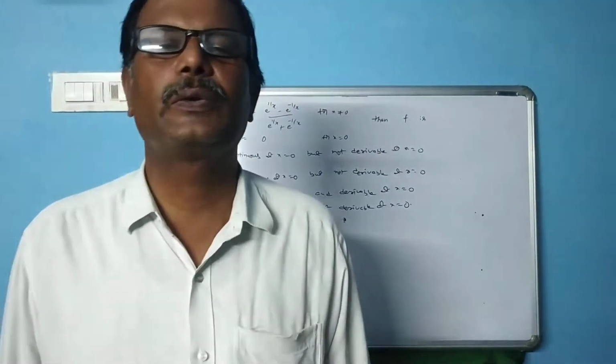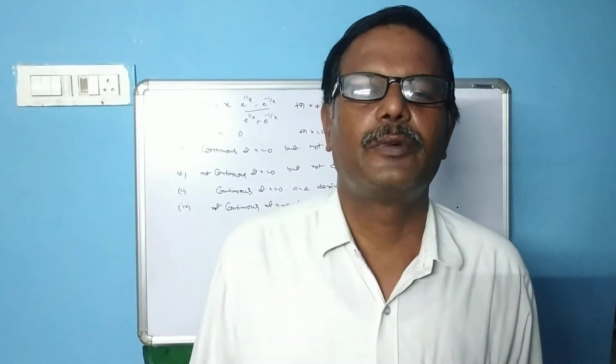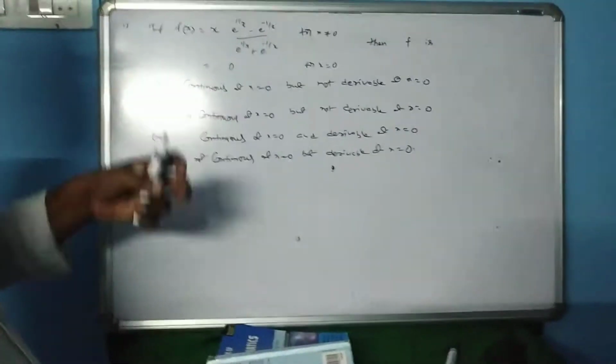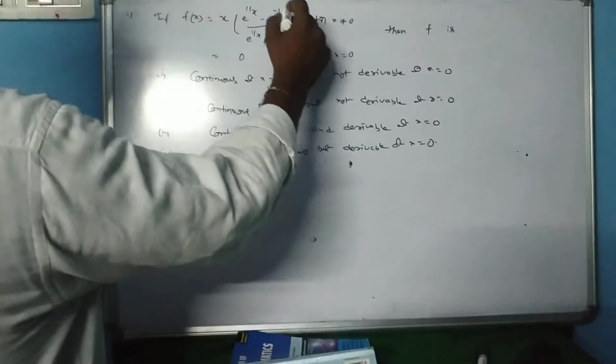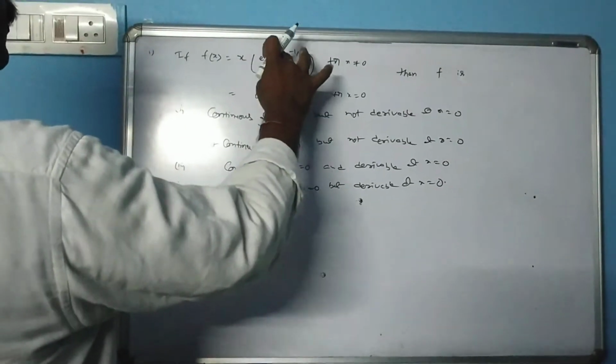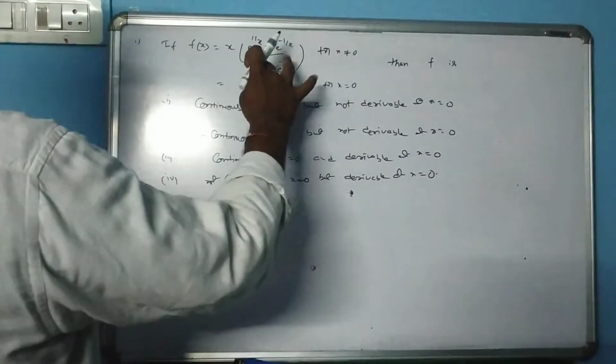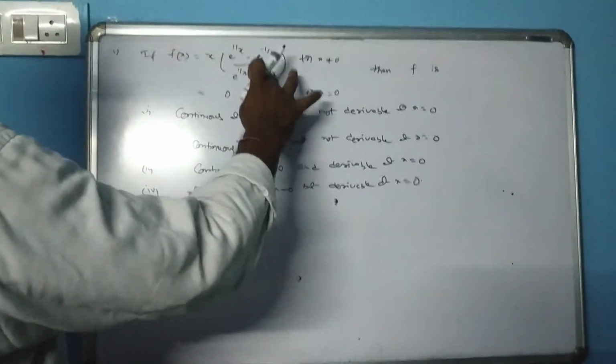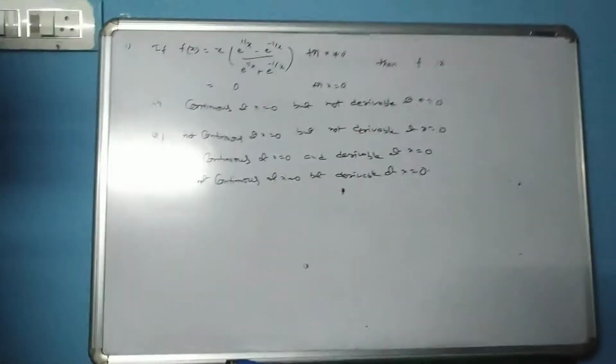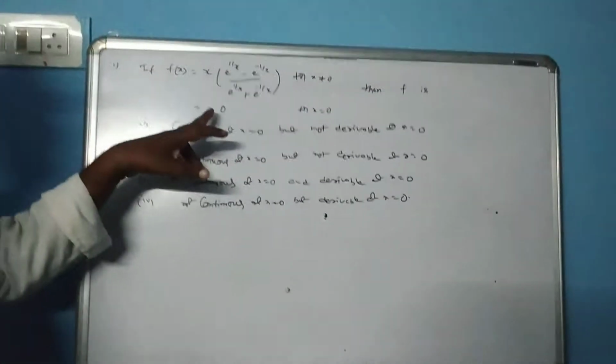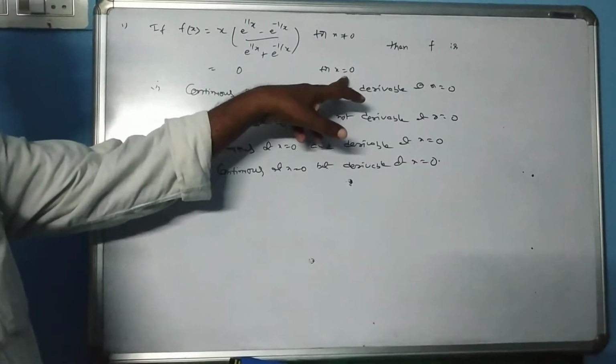Today we are going to learn some more problems on differentiability. f(x) = x times (e^(1/x) - e^(-1/x)) / (e^(1/x) + e^(-1/x)) for x not equal to 0, and f(x) = 0 for x equal to 0.